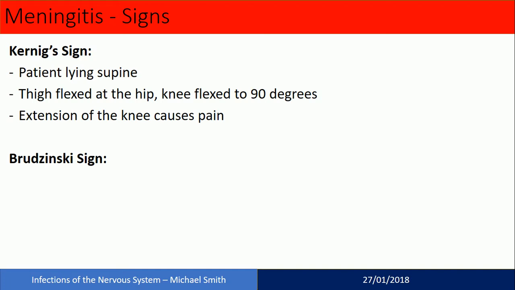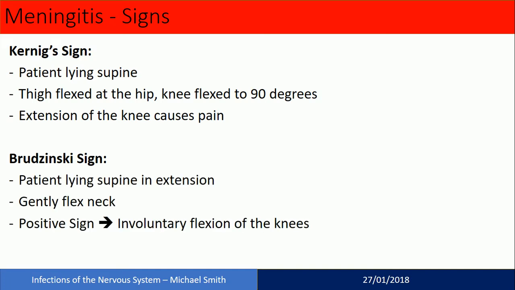The Brudzinski sign, similarly, you have your patient lying flat on their back, and you gently push up on the back of their head to flex their neck. If the patient then begins to flex their knees involuntarily, then this means that they may have inflammation of the meninges, and this will help the patient to prevent the pain.